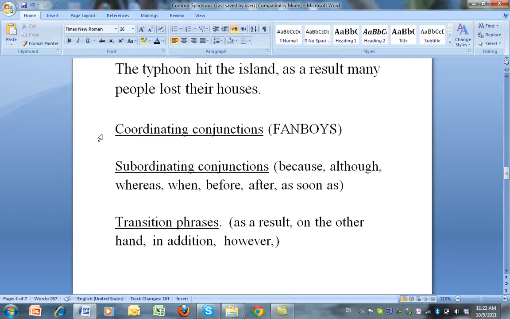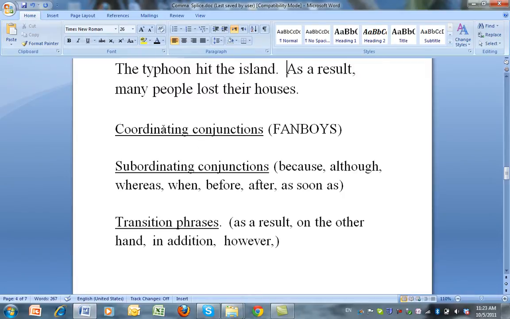Remember I told you that each one of these has a separate grammatical process. So the rule for transition phrases is very simple. Full stop, capital letter, as a result, comma. In other words, full stop, transition phrase, comma. That's how I memorize it. Full stop, transition phrase, comma. Sounds like music.